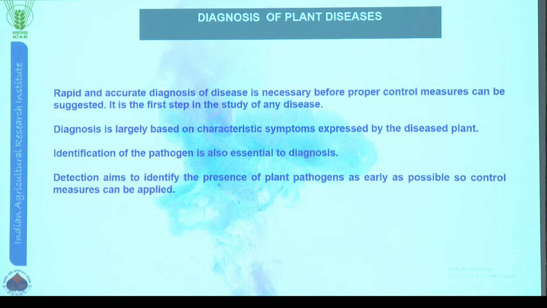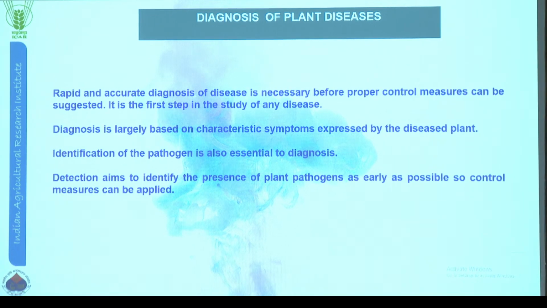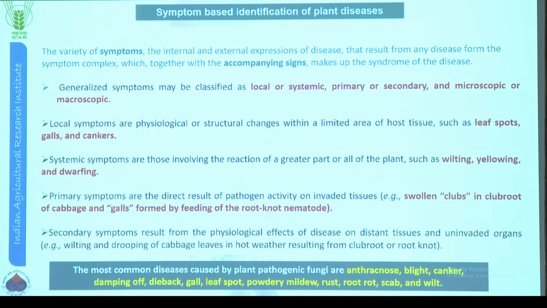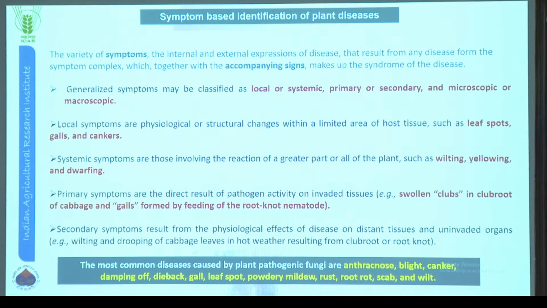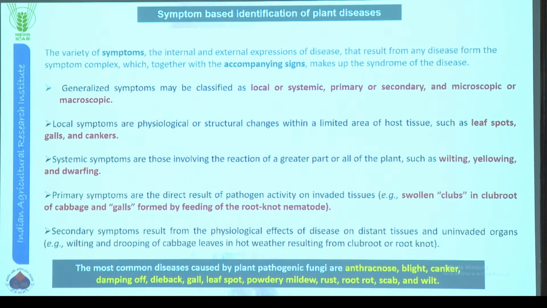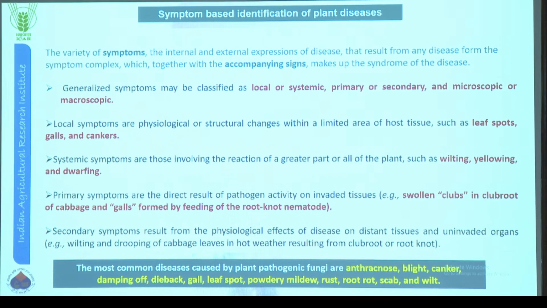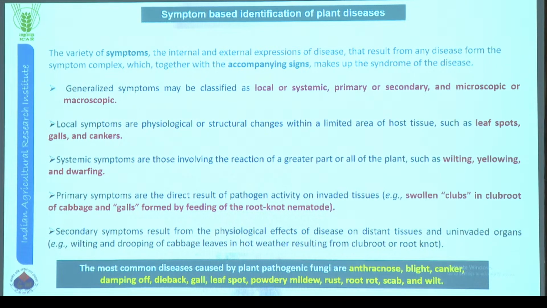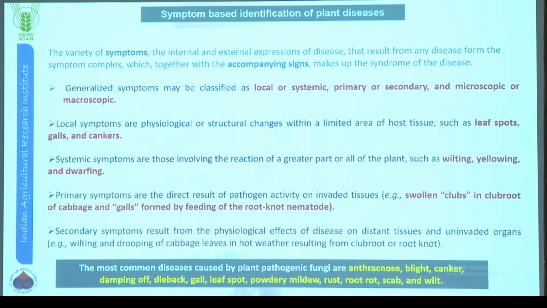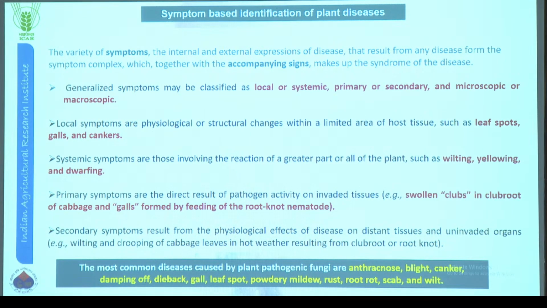Then, I earlier also discussed symptoms. So many symptoms are there. You can see here different types of symptoms are produced by different plant diseases, either local, systemic, primary, or secondary, microscopic or macroscopic symptoms produced by different fungi. Some diseases you can identify as leaf spots, galls, canker; these are local symptoms. Systemic infections are wilting, yellowing and dwarfing.